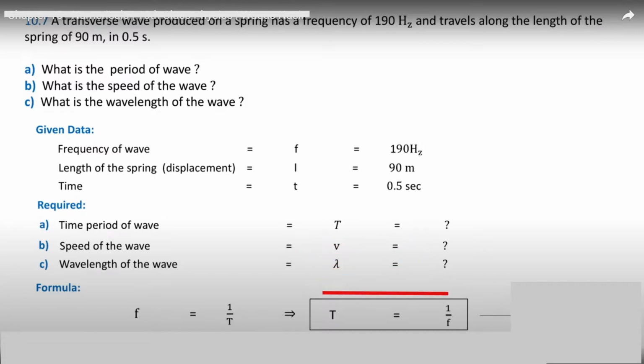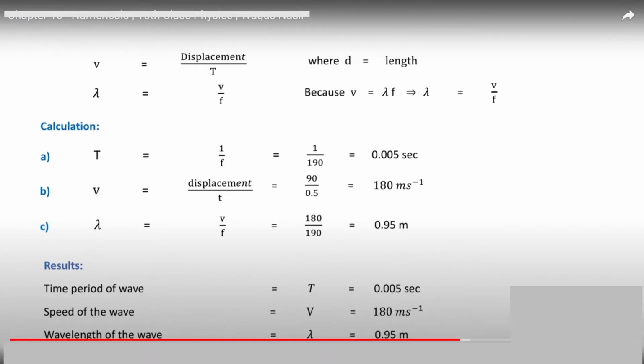So first we will find the time period. The formula of the time period is T equals 1 over frequency. For the speed of the wave, we will use the formula V equals displacement over time. Now you will question me why we are not using the wave speed formula. Till now we do not have the wavelength lambda, so we cannot use V equals lambda f. As the numerical tells us that the disturbance is traveling 90 meters in 0.5 seconds, we can use V equals displacement over time, and find the speed. Once we have the speed, we can use the wave formula, V equals lambda f.